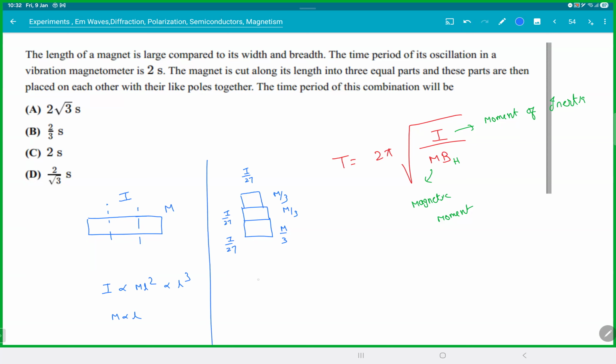So for the new system, it behaves like a magnet. Magnetic moment is M, but the moment of inertia is I by 9. Clear with the difference? Magnetic moment didn't change, moment of inertia changed. Got this? So therefore, the time period is proportional to root over I. That becomes 1/9. So 1 by 3, 2 by 3 seconds.